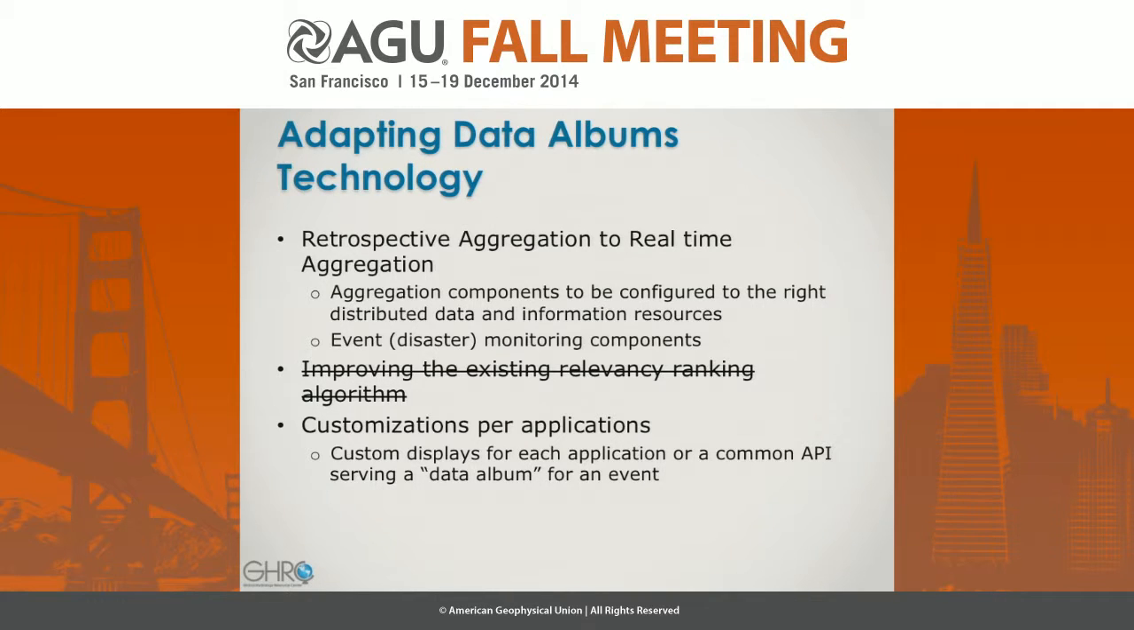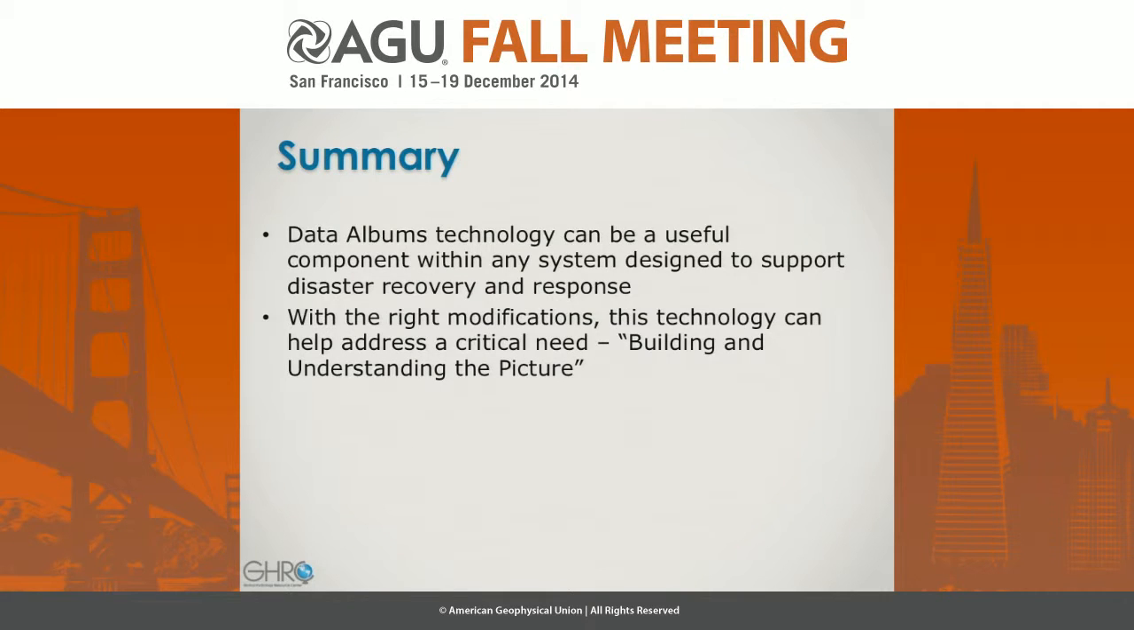I had said that we needed to improve our relevancy ranking, but with the new results that I've seen, I think we are in pretty good shape on that part. The last bit is, of course, that the display itself needs customization per application that we found. Each application requires its information presented in its own way. One other thing that we could do is provide a common API to access the data albums collection for a particular event.